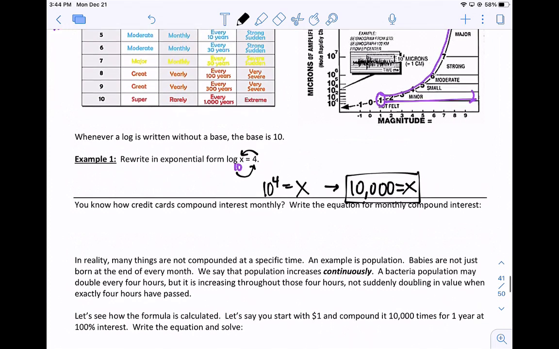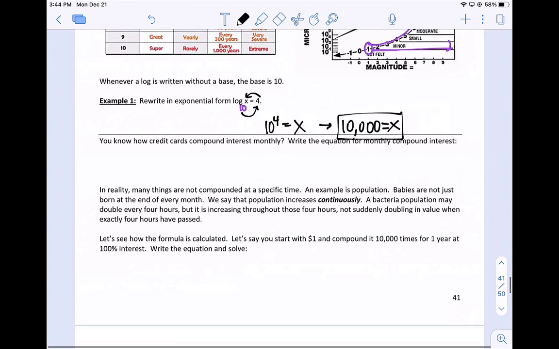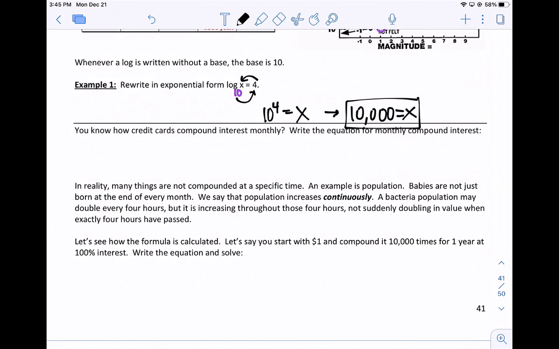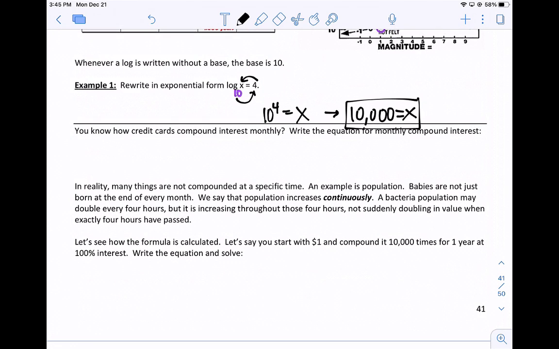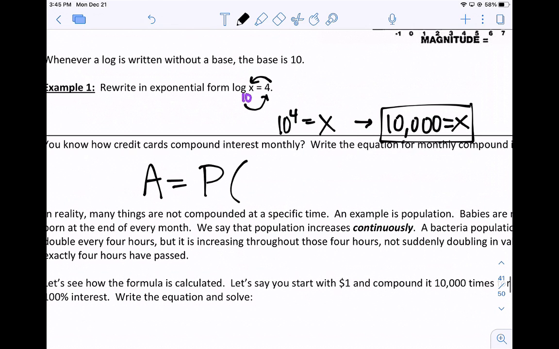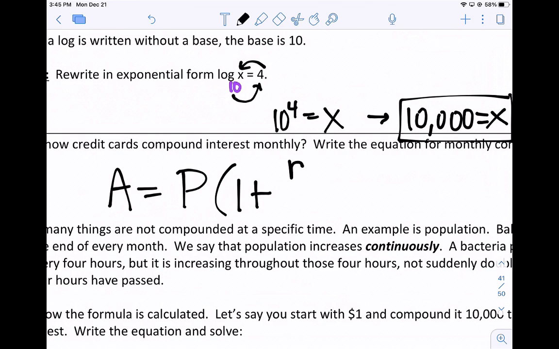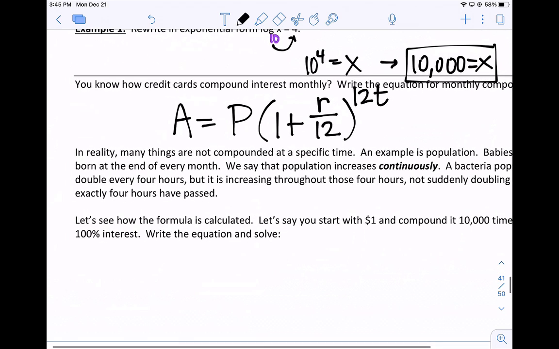You know how credit cards compound interest monthly? Can you write the equation for monthly compound interest? So in the last lesson, we looked at if you want the amount, you take the starting value, and the amount that you owe increases if you don't pay it off, so 1 plus. And if it's monthly, it's your rate as a decimal divided by 12 months per year. But then it's the number of years, t, times 12, or I could write 12t. So however many times per year times the number of years.